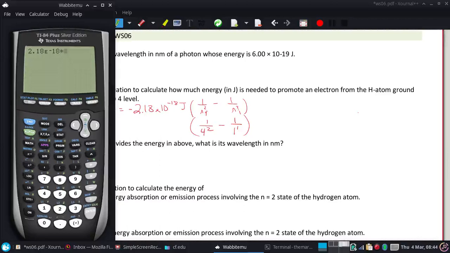Then we're going to multiply this by the difference of, I'm going to do this, 16 inverted. And then 1 inverted is just 1, but I will just type it in, 1 inverted. And then I just need to flip that sign and say the energy is 2.04 times 10 to the negative 18th joules.